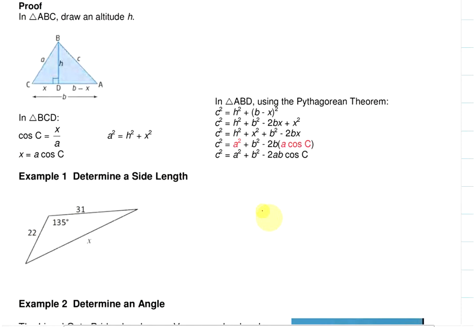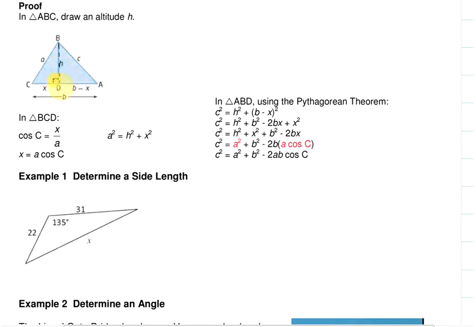Okay, so we're going to take a look at how we derive, or where the cosine law comes from. We're going to start with triangle ABC and draw an altitude in it, or the height, which we'll call h. So here's the height.